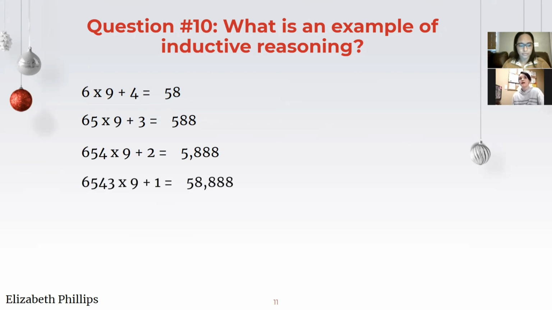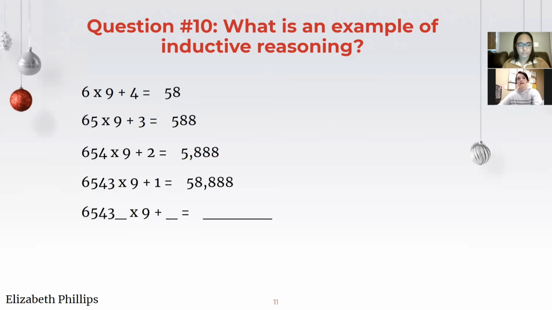6,543 times 9 plus 1 is going to be 58,888. Now at this point, we'll start to notice that we have a pattern going on. We're counting down from our 6. We're doing 6, 5, 4, 3, and then we're bumping our 4 down 1 digit at a time with every problem that we're doing. So we went from 4 to 3 to 2 to 1, and all it's really doing is adding another 8 to our answer. So if we look at our next problem, notice how we have blanks.